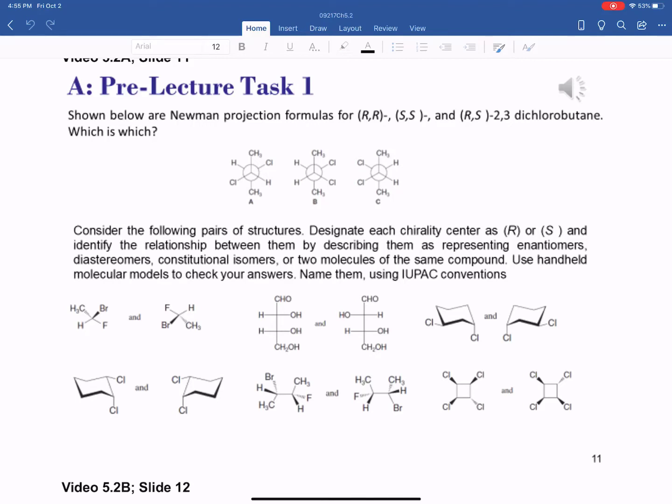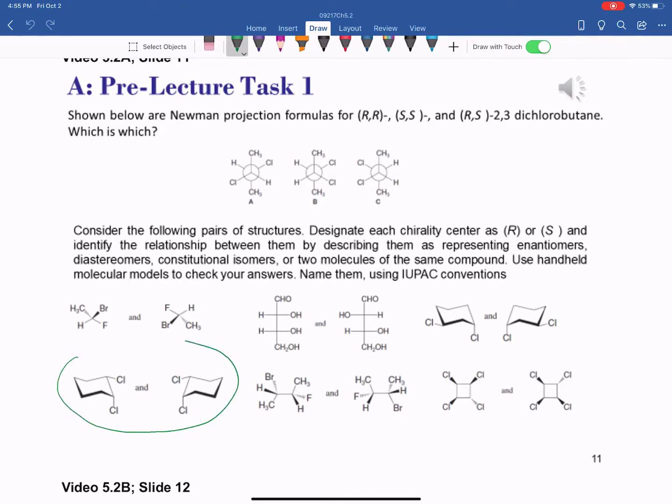Okay, so this is still pre-lecture task 1, and this time around what I'm going to be doing is having a look at this particular pair here. Now for this I'm going to attempt to use some real models to look at this, and what I want you to notice is that the ring is puckered down here and that the ring is puckered down here. So again, we're going to take the perspective of where these axial chlorines are. And so this is what I'd like to show you.